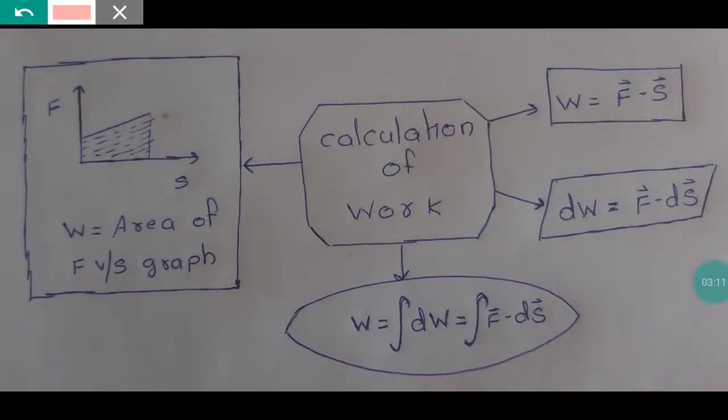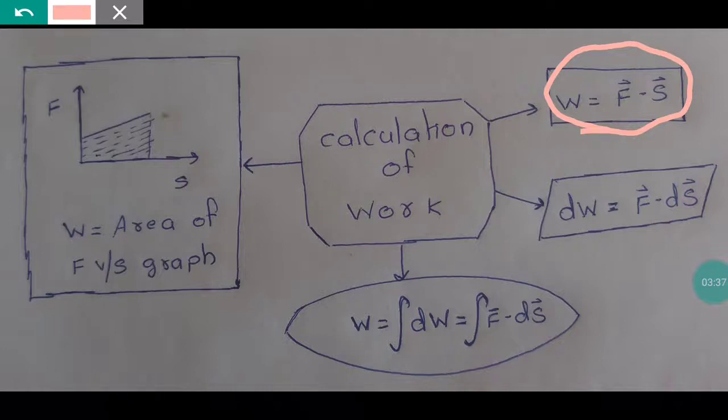Now the question arises, how do we calculate work done by different methods? See, the very simple formula to calculate work done is to take the product of force and displacement. What kind of product are you taking? You will be taking the dot product. Okay, now suppose the force and the displacement are very small. It is so small that you cannot observe it, but you can measure it by very delicate instruments.